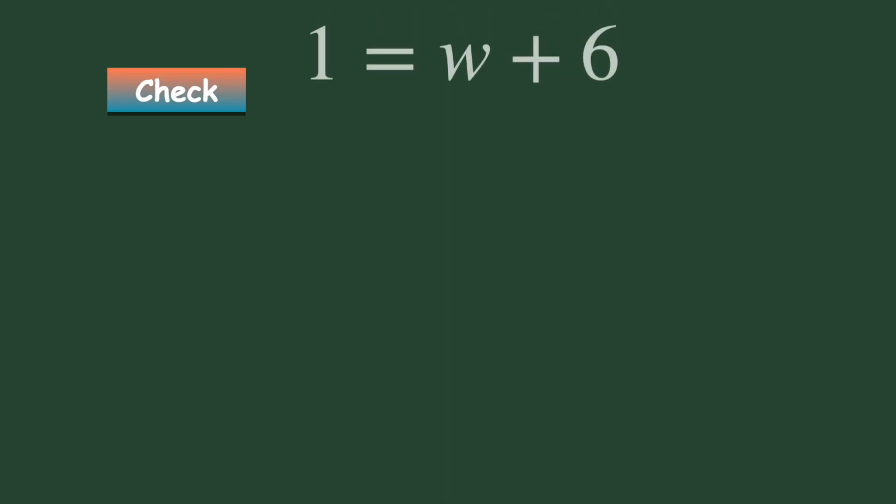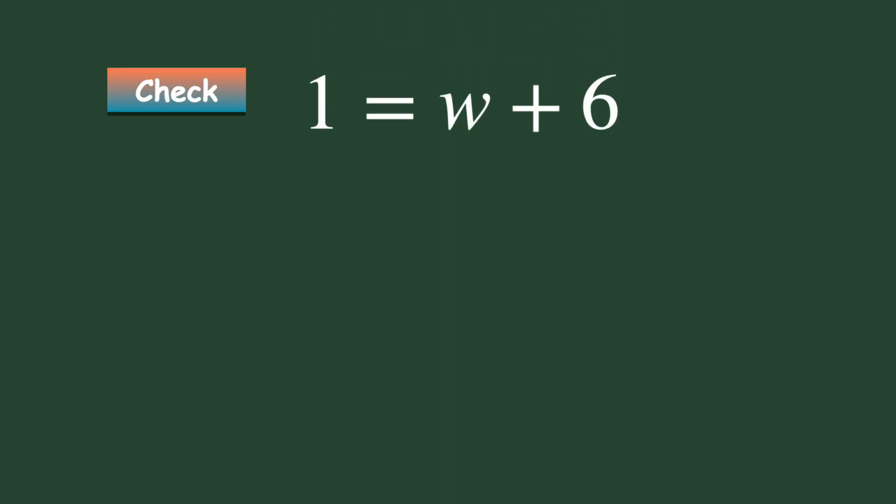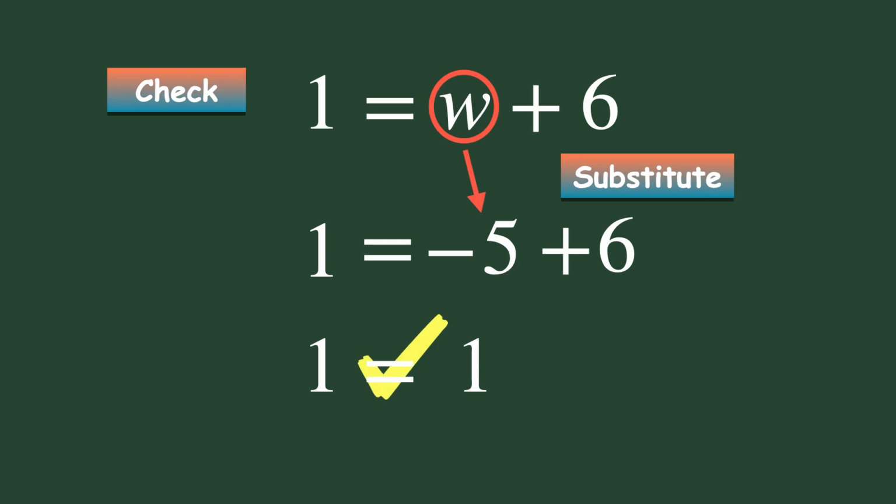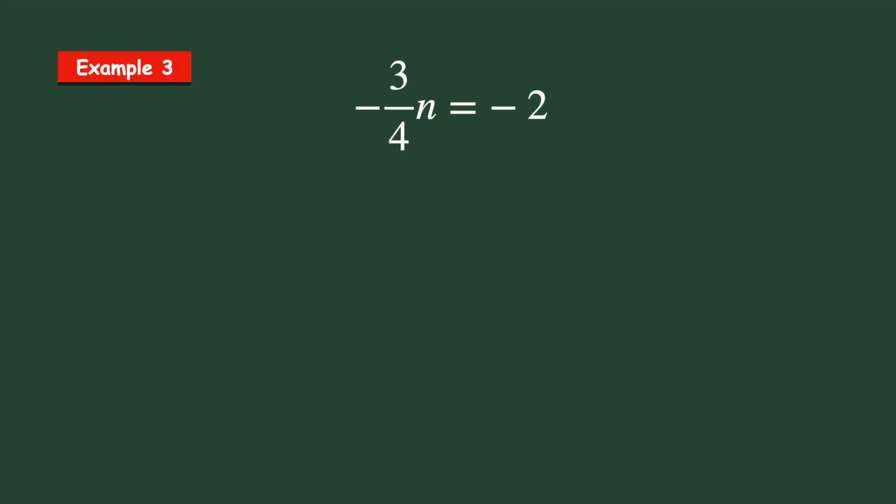Now let's finish this equation by checking the solution w equals negative 5. We will use substitution again by replacing the w with negative 5, and then bring down the rest of this equation. Now looking at the right side of negative 5 plus 6, that equals positive 1. And we can see that the left side is also positive 1. So this equation is balanced, and the solution for w equals negative 5 is correct.